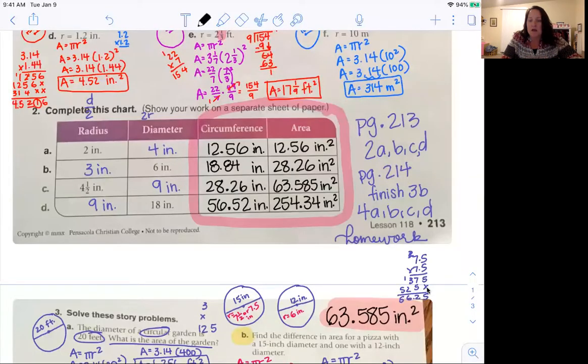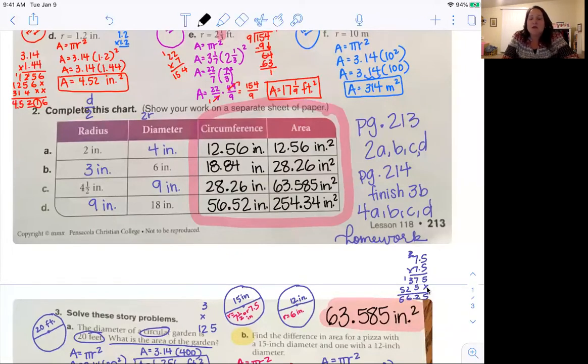Now, if you did not get it right, I want you to try to ask yourself, what did I do wrong? What could have gone wrong in this situation, right? So I want you to look at 2A. The circumference is 12.56 because we did 4 times 3.14. And the area in this case is also 12.56. So whenever you're dealing with 2, that's the case. Your area is going to be the same thing as your circumference.